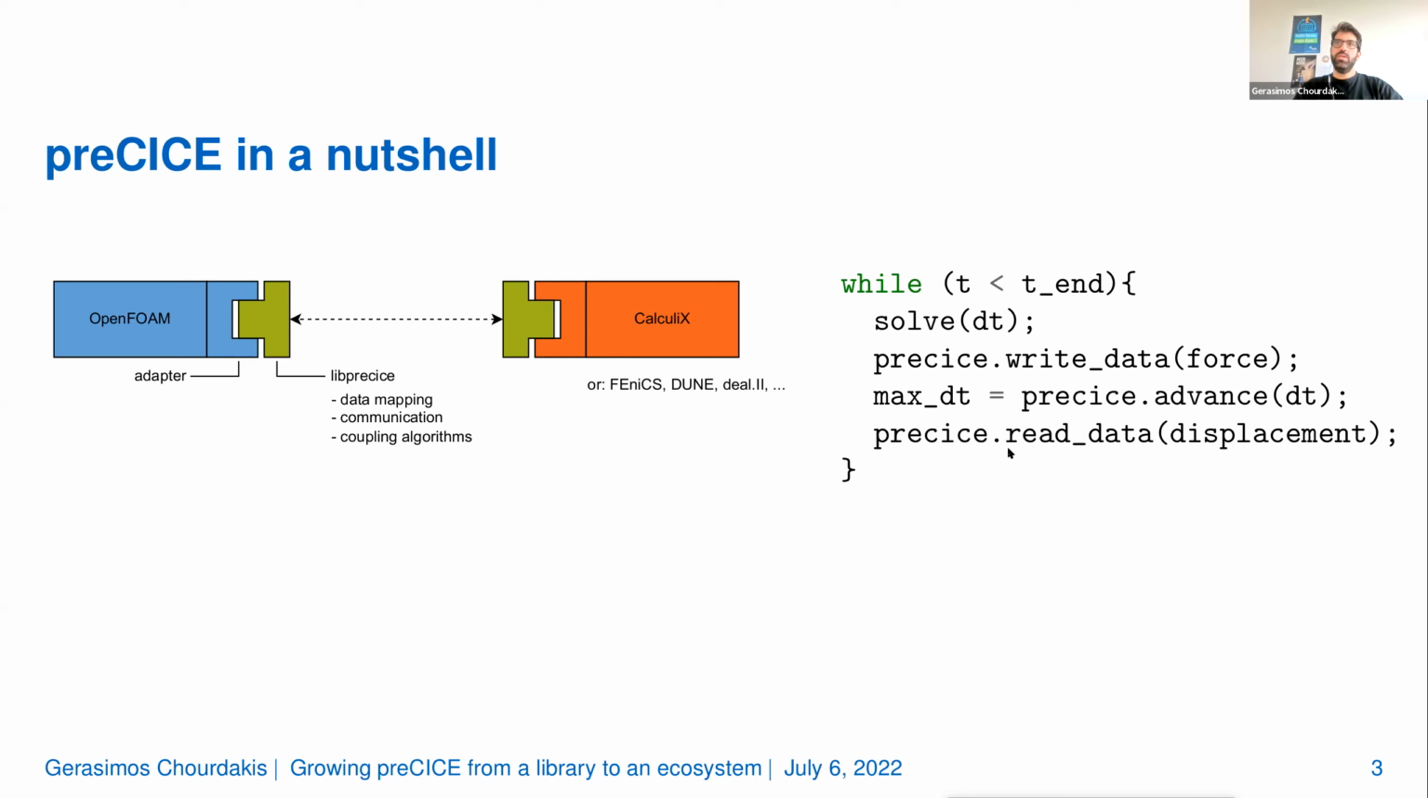Then, in the end, preCICE will also give us new boundary values that we can read in our code. In this case, we want to read displacements. The actual code is a bit more complicated, but it boils down to this simple example.